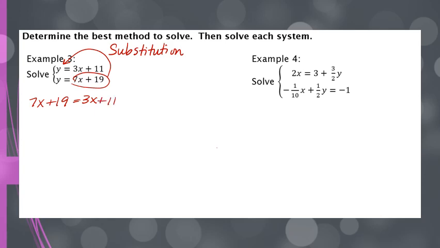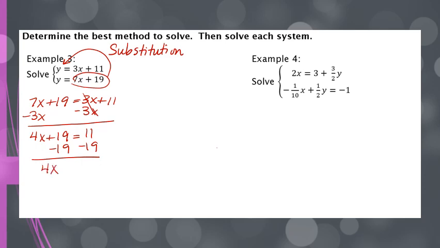I want to get my x's on the left side so that they stay positive. So I'll be subtracting 3x from both sides. So I would have 4x plus 19 equals 11. And then I would subtract the 19 from both sides to put my constants on the right. So that would be negative 8. And then if I divide by 4 on both sides, I would have x equals negative 2. So that's half of my answer.